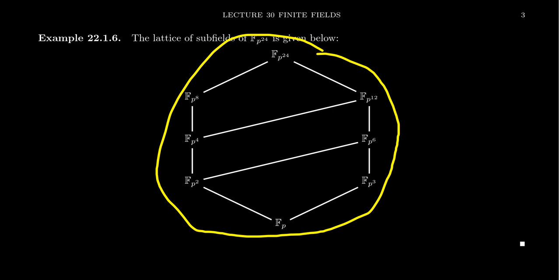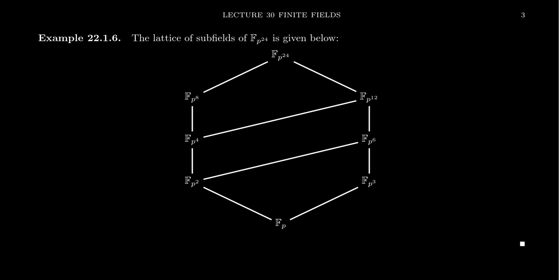So this lattice is isomorphic to the divisor lattice of 24. And so when it comes to organizing the subfields of finite fields, we get a very simple observation. The lattice of subfields of a finite field is just the same as the divisor lattice of the exponent of p in that situation. So this is our first look, of course, at Galois theory right here. That we have these Galois fields we talked about.